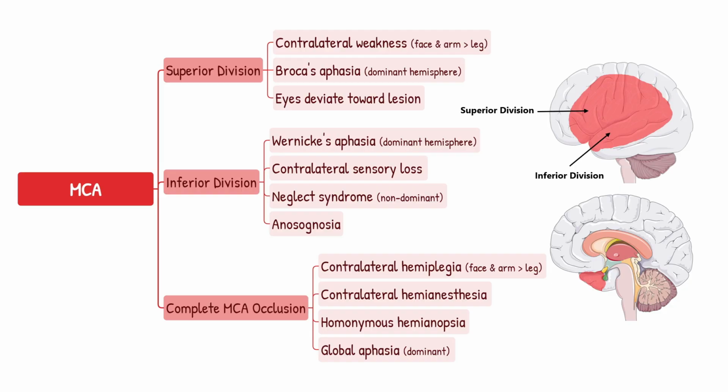When there's complete MCA occlusion, you get the combined features. This includes contralateral hemiplegia, with face and arm more affected than leg, contralateral hemianesthesia, homonymous hemianopsia, and global aphasia if the dominant hemisphere is involved.